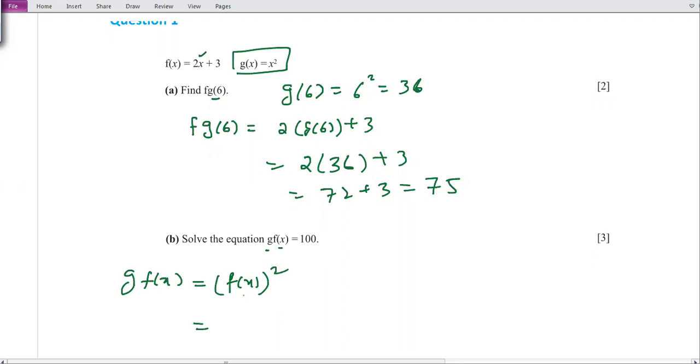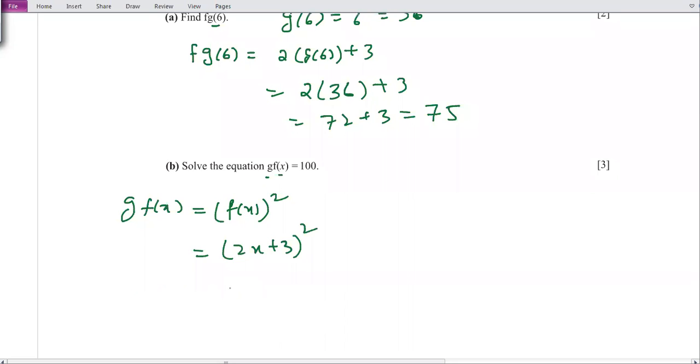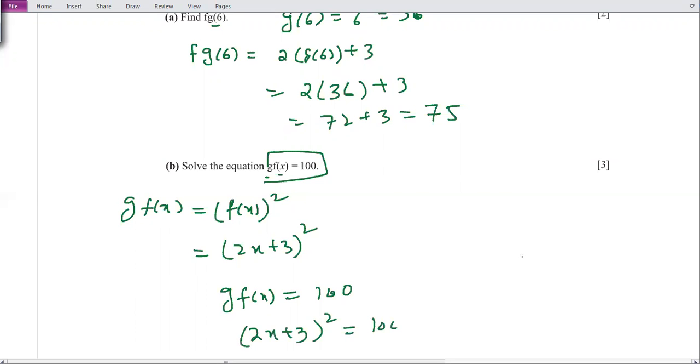Okay, then what is the value of f of x? It is (2x plus 3) squared. Now, according to the question, you have to put g of f of x equal to 100 because we are going to solve this one. Now, what is the value of g of f of x? This is (2x plus 3) squared. And the other side is equal to 100.